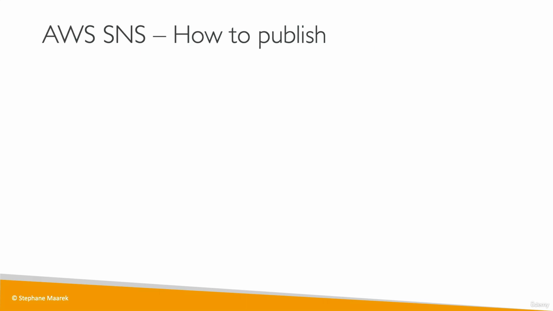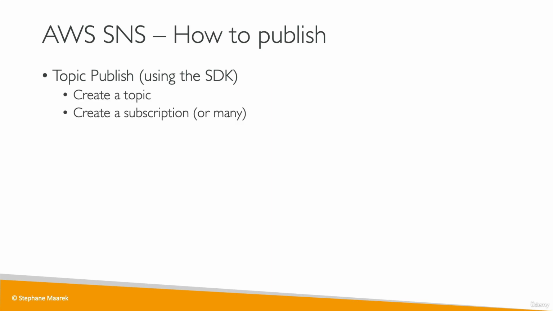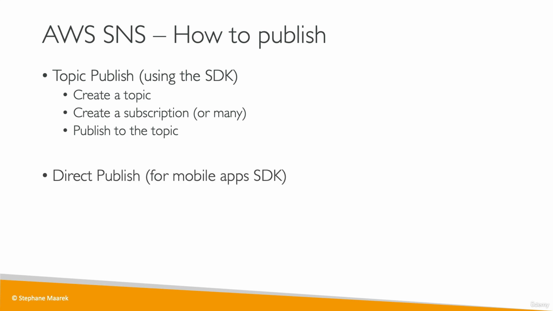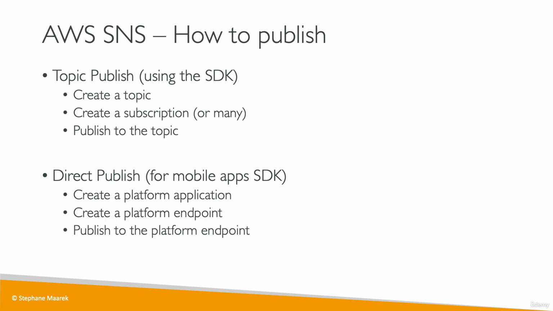Now, SNS, how does that work? To publish a message into SNS, you use the topic publish SDK. And so you create a topic, then you create one or many subscriptions. You publish to the SNS topic, and that's it. All the subscribers will automatically retrieve that message. Or there is something called direct publish for mobile apps SDK. And you need to create a platform application, a platform endpoint, and you publish into the platform endpoint. And it works in terms of subscribers for Google GCM, Apple APNS, or Amazon ADM, which are different ways for your mobile application to receive notifications.